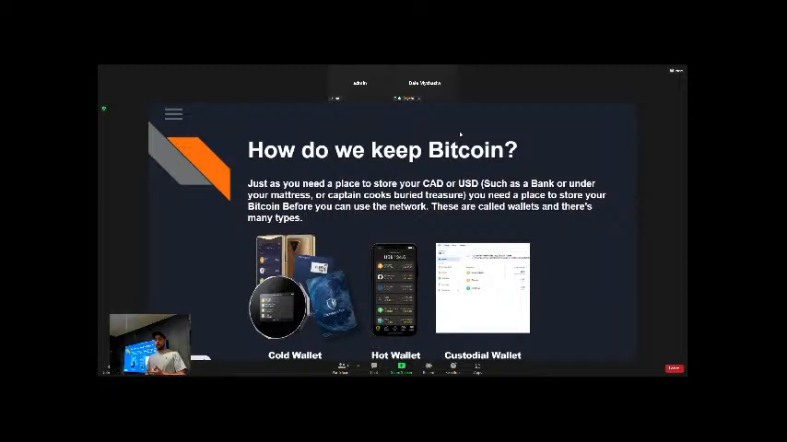So the cold wallets are the most secure way of storing your cryptocurrency. They keep your private key away from the internet, and they're always disconnected, which is the safest way to keep your Bitcoin, because if someone gets your private key, they're able to take it away from you.